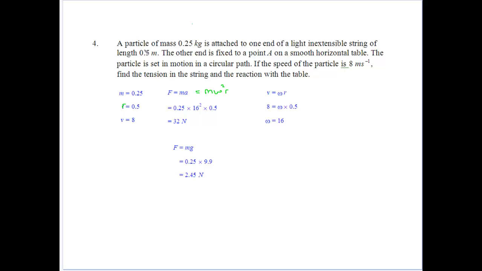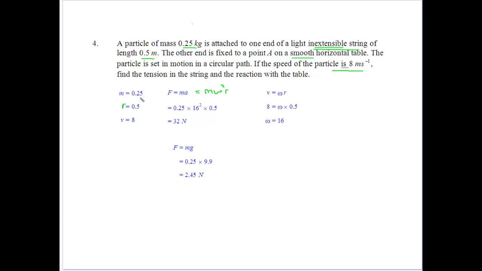Question 4 here, we've got this time a mass of 0.25, attached to a light inextensible string. Here's another term we're going to see, inextensible. Basically that means the string will not stretch, so it's going to stay at a constant radius of 0.5 for that circle. The other end's fixed to a point A on a smooth horizontal table. There's that word smooth again, so we're not taking into account any friction. So it's going to stay moving at a constant angular velocity, and the speed is 8 meters per second.